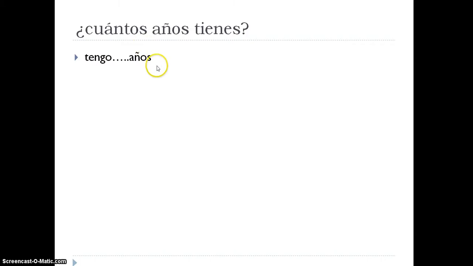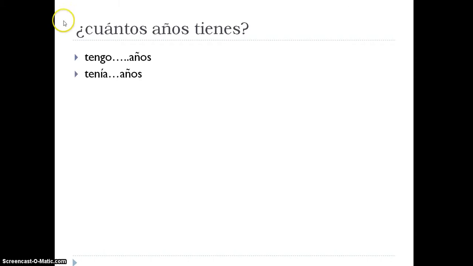So our answer, tengo, and then however many years, años, literally, I have so many years. Again, it's really important to have this tilde on the end here. My students forget that because otherwise it means bottoms instead of years. So tengo whatever age, años. If you're not very good with your numbers, have a look at my numbers video before we carry on with this one or after you've done this section.